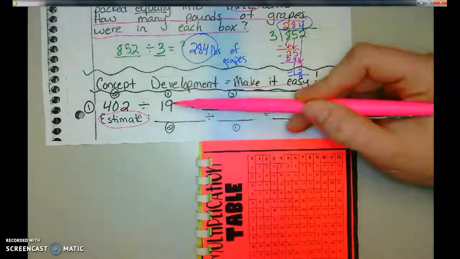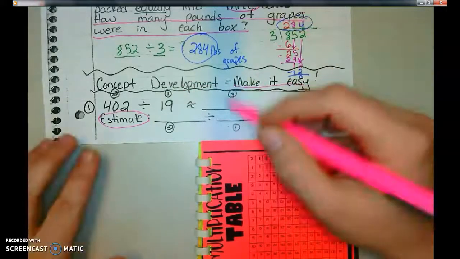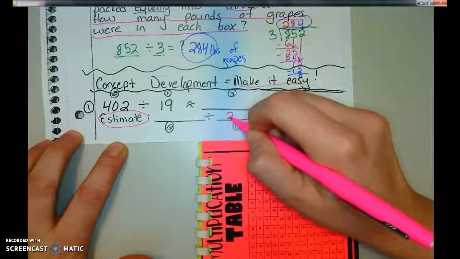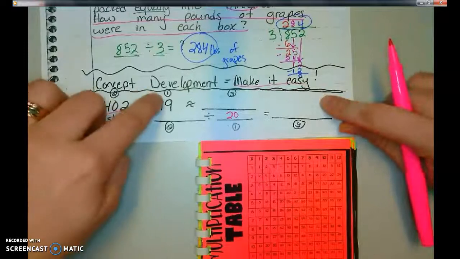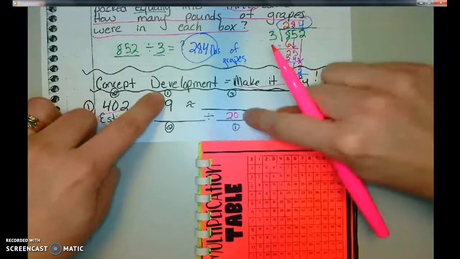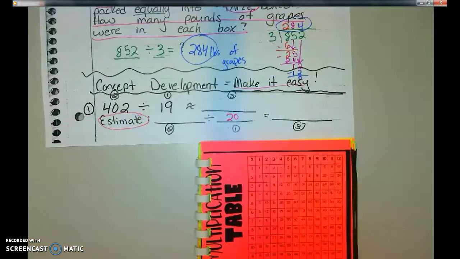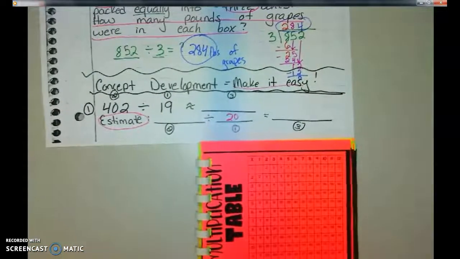So I'm looking at that 19. That 19 is pretty close to 20. So I'm going to round that to 20. Again, where that 1 is, I'm putting my answer where the other 1 is. So 19 is pretty close to 20. So I'm going to round it to 20. Make it easy on myself.